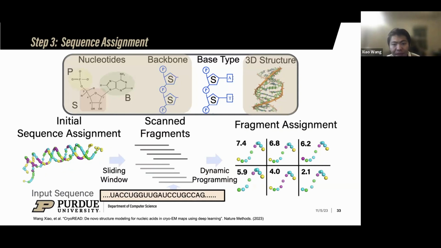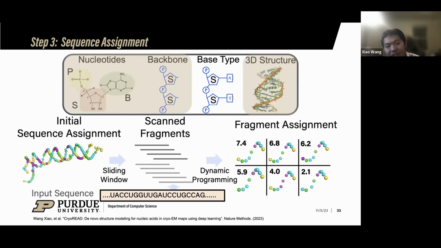To address that, we want to do something to help us get a better sequence assignment. So we take the sequence and the initial sequence assignment as input. We use a sliding window to move across the initial sequence assignment. That's to say, for the traced path, I get a lot of scanned fragments. Then by considering the sequence and the geometry constraints, we can apply dynamic programming. That's to say, for one fragment, I can have a lot of possible fragment assignments with different scores.